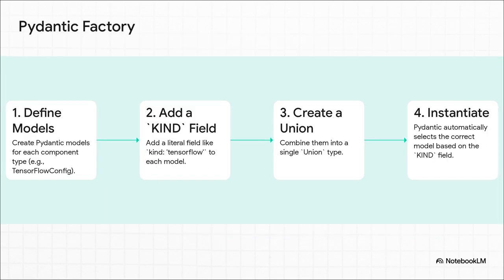And this leads me to one of my favorite Pydantic features, especially for MLOps, something called discriminated unions. It's a ridiculously clean way to implement that factory pattern we just talked about. Here's how it works. You make a Pydantic model for each of your components, like a TensorFlow config. You add one little field to each, like kind, TensorFlow. Then you just bundle them up into a union. And that's it. Pydantic handles the rest. It looks at your data, sees the kind field, and automatically picks the right model. It's magic. It can replace a huge, complicated factory function with just a couple lines of beautiful, easy-to-read code.